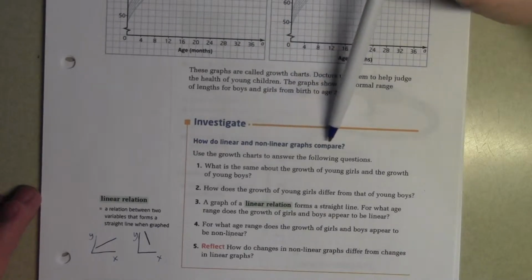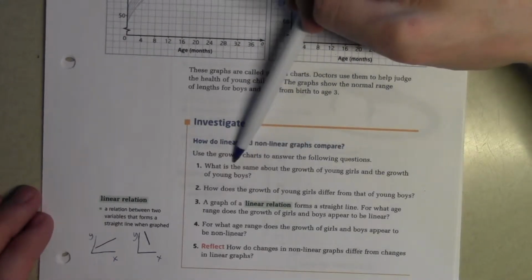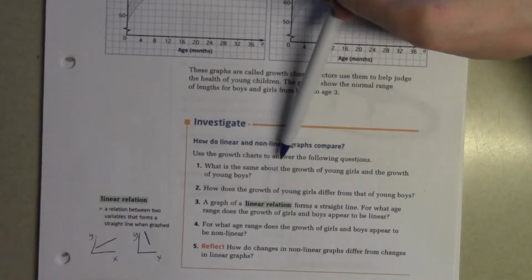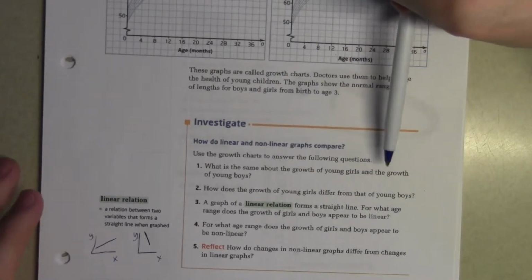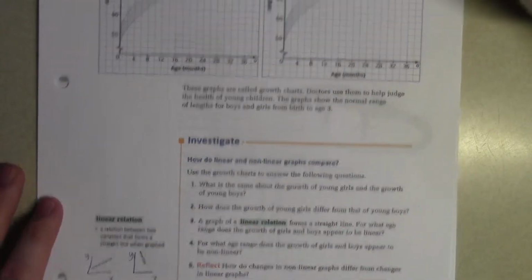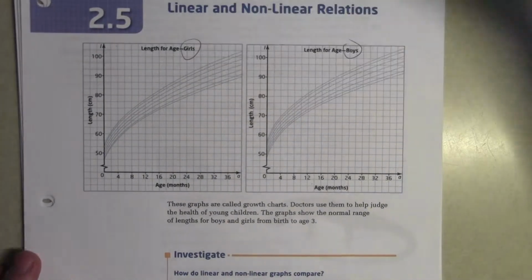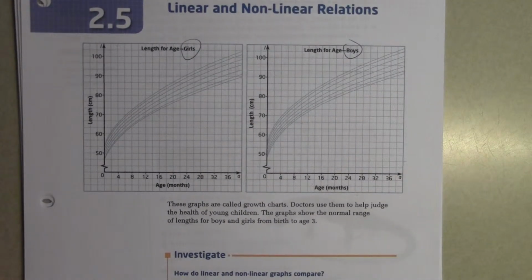How do linear and nonlinear graphs compare? Use the growth charts to answer the following questions. What is the same about the growth of the young girls and the growth of the young boys? So here, these are boys, and these are girls. What's the same about them? Who can tell me? Yeah, Nicholas. The starting measurements. Yep, that's right. Good. What else can we generalize?